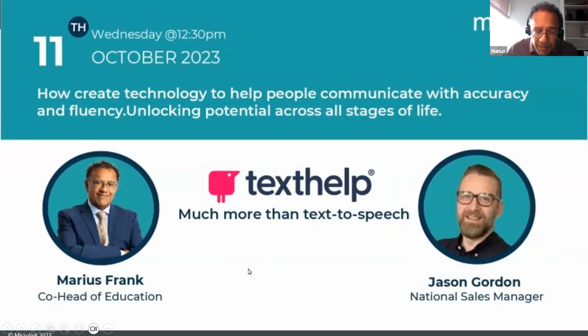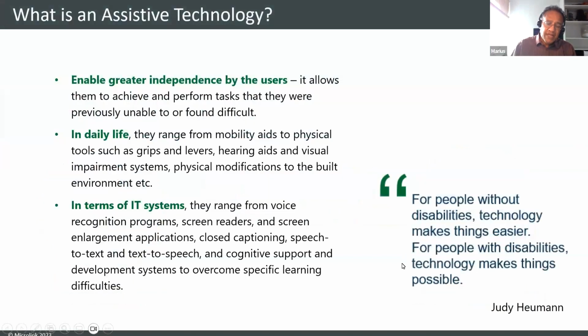I'd like to just spend literally just 5 minutes framing what this is all about. What is assistive technology? Well, we describe it as an enabler, enabling greater independence by users. It allows some of them to achieve and perform tasks that they were previously unable to do or found difficult. Traditionally, it's been mobility aids or hearing aids or visual impairment systems, but increasingly over the last 20 years, it is IT systems which can close communication gaps for a wide number of people.